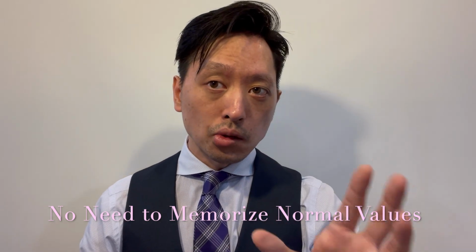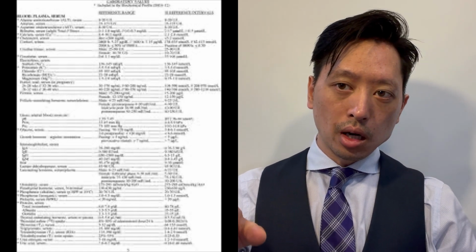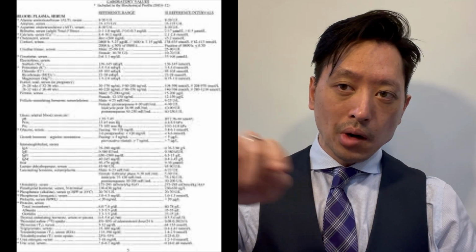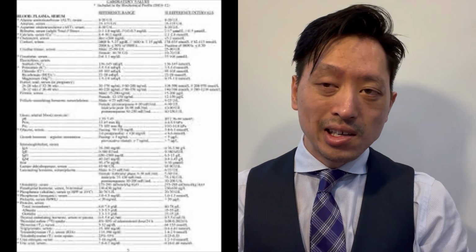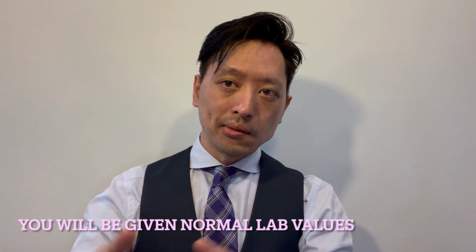The answer is no. On your board exam, such as the USMLE, you're going to be given a chart of all the normal lab values. In fact, when you're answering questions on your computer, I think it's on the right, you click on the lab values and all the normal lab values will come up. It's been a while since I've taken it. So you check the normal TSH and T4 values, and you compare that to the question stem. Then you can figure out if this patient is hyper or hypothyroid. It's pretty cool, right? You don't have to memorize the normal values.